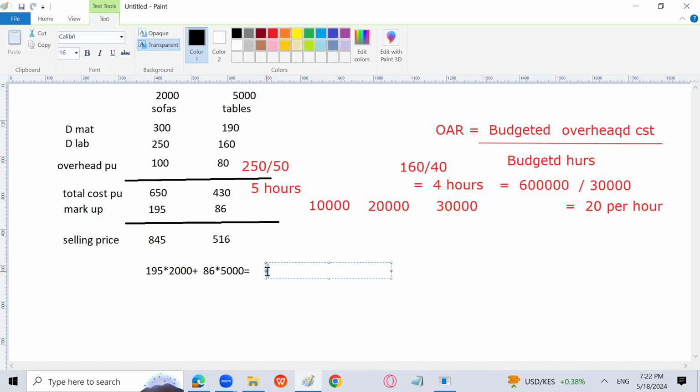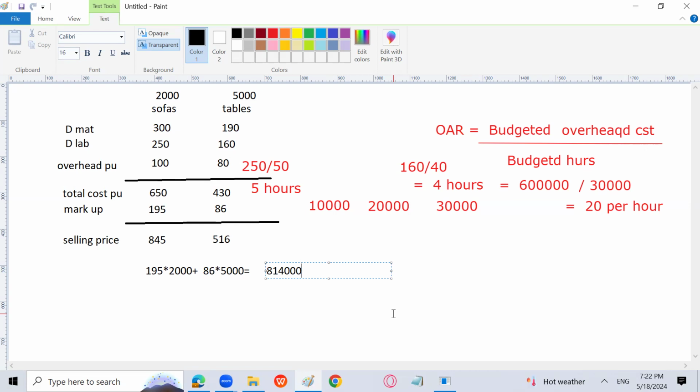So if you add both of them, 195 into 2000 and 86 into 5000, you will get the total profit, that is 814,000. So any problem till here, you can ask me. If there is any confusion, you can ask me now, or you can message me also.